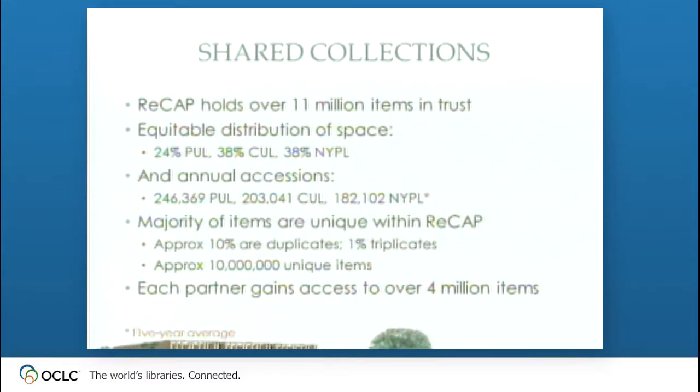ReCap holds 11 million items, and the distribution is actually fairly equitable. The New York public has the largest storage space, Columbia slightly less, Princeton least of all, but Princeton actually adds more items more consistently in any given year than the others, enough that no one is sort of the big or small partner. There's a very equal contribution from all. That helps get this process going.